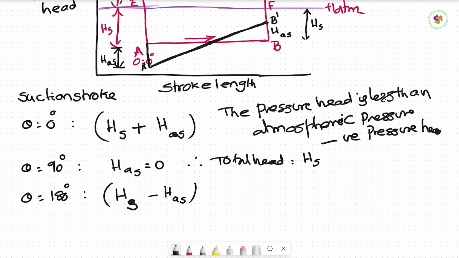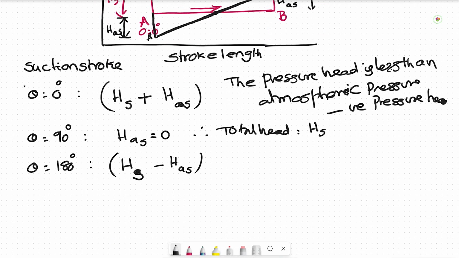So that is how the indicator diagram changes because of the acceleration pressure head. At the beginning, the total suction head is this much. Then at the middle, there is no effect. At the end, it is negative. That is what we want.